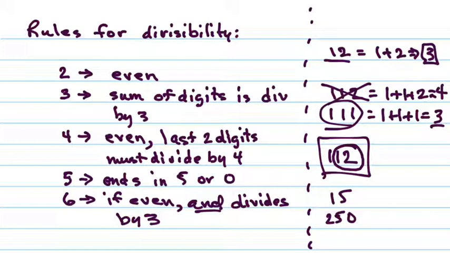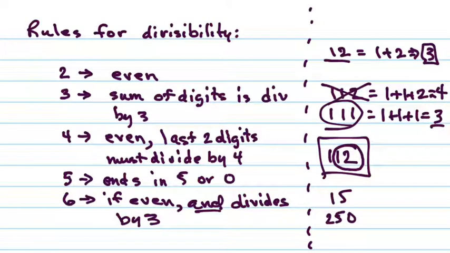Okay? Now 7 has a rule, but it's more complicated than it's worth. Just divide. 8 is 2 and 4, right? It's 3 2s. So 8 is the same rule as 4. I'm not going to write it down because you're not going to use it very often. But 8 is the same rule as 4, but it's not the last 2 digits that divide by it. It's the last 3, which makes it harder to use than it's worth.